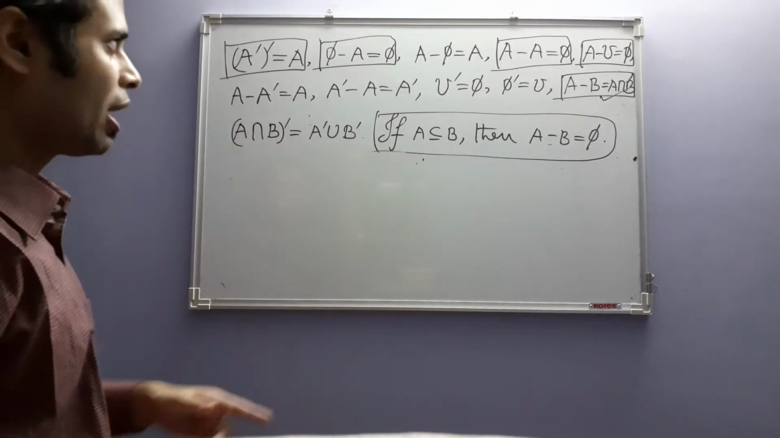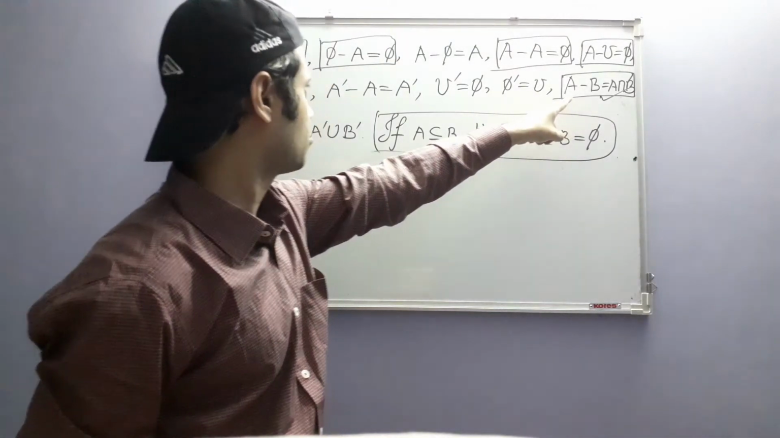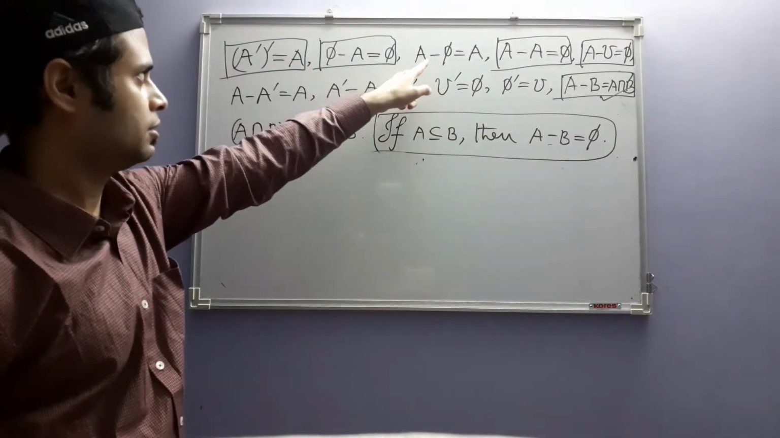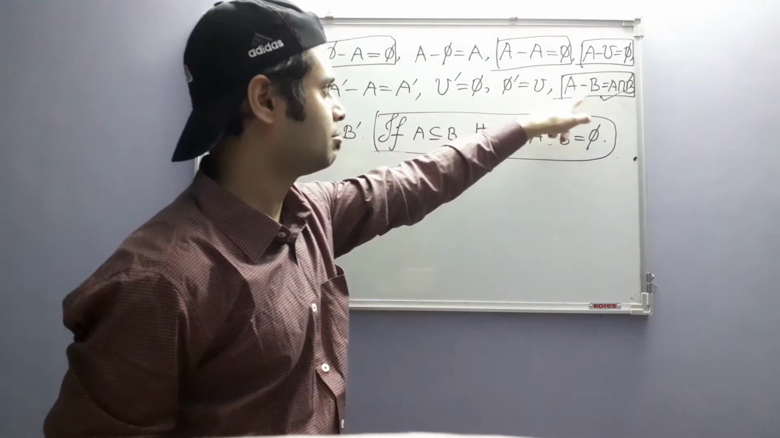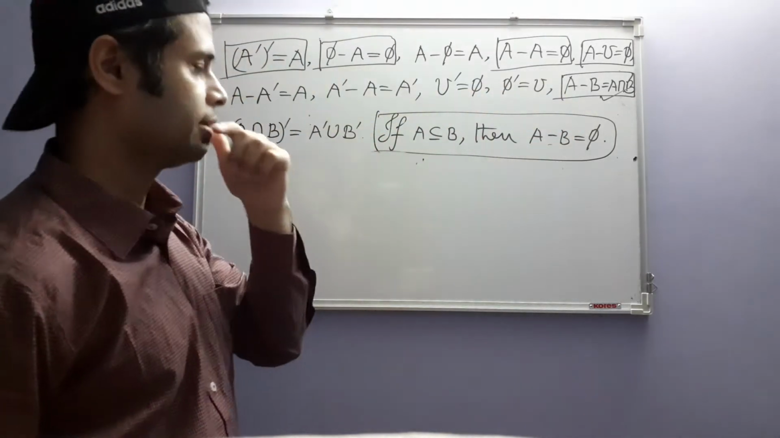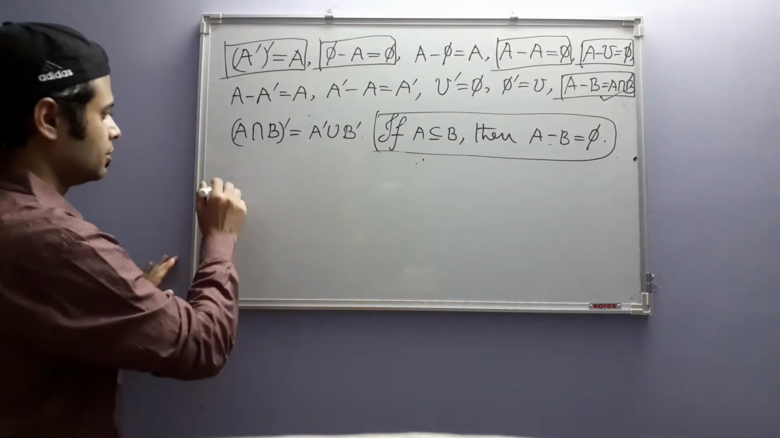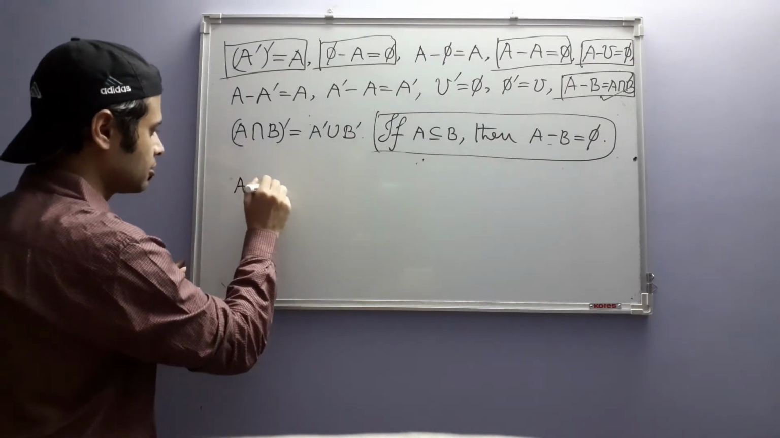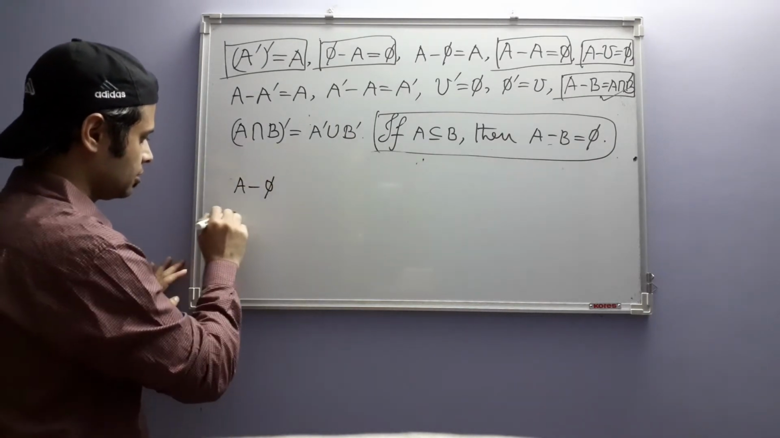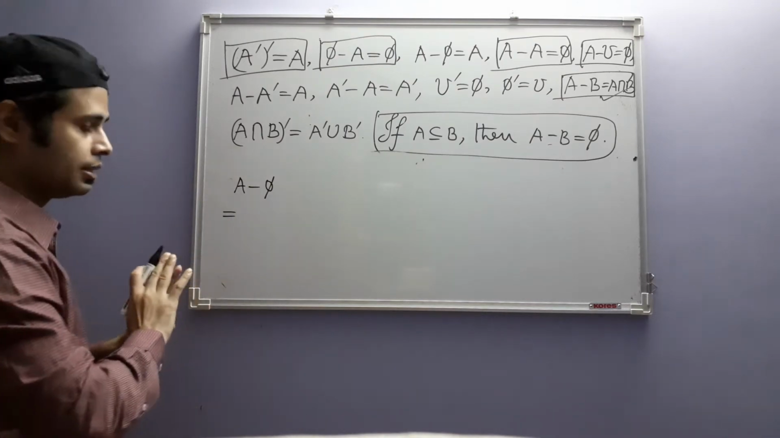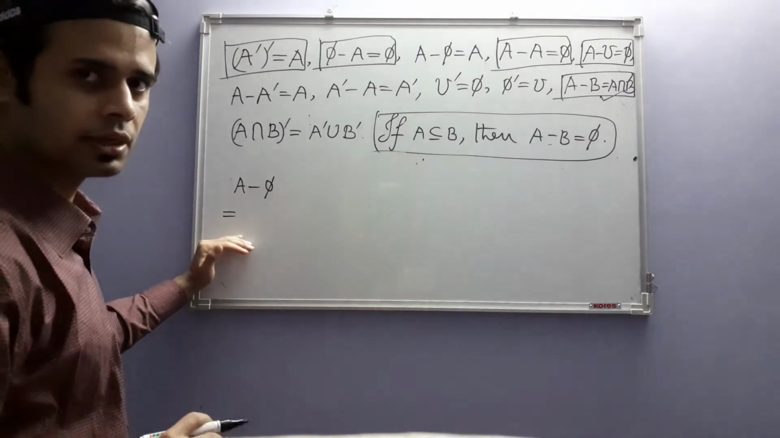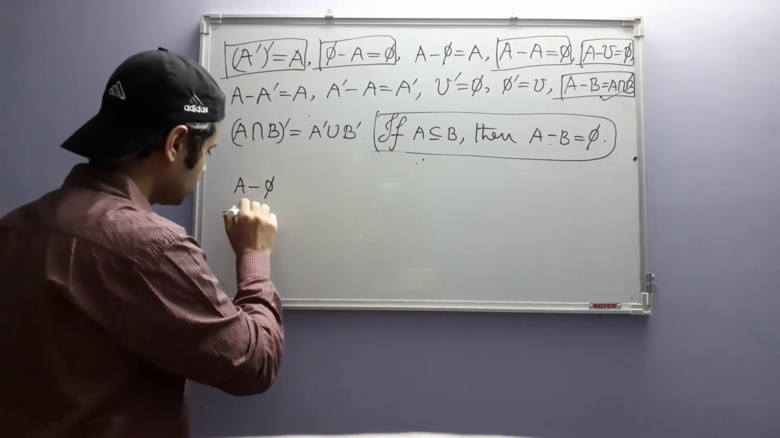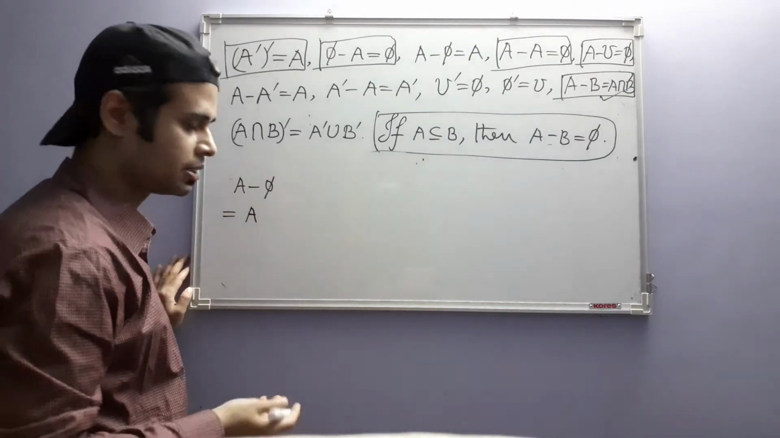Okay, now why have I proved this one first? I somehow feel that this can be used to prove the other things. Let us see. Okay, A minus the empty set. This can also be written. See, now we are not writing implies or anything. We are just simply working with sets as if they are numbers.